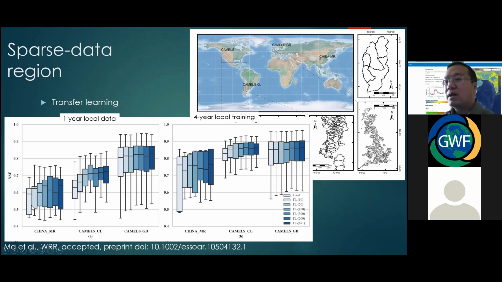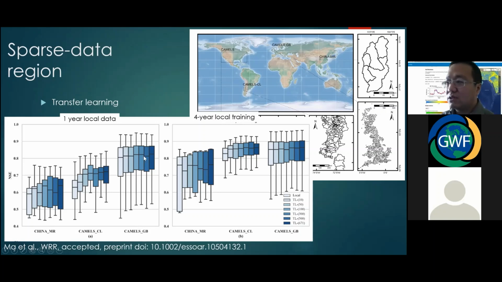Okay, so when we're comparing the models that were done using transfer learning, so these are that model versus this box, which comes from a local training model. Okay, so you only use the data locally to train that model. As we can see, when you have only 1 year of local data, that transfer learning model is noticeably better than this one. And that is true for the China data set, for the Chile data set. So there's a huge difference. The NSE went from 0.64 to somewhere like 0.72. That's a huge difference, right?